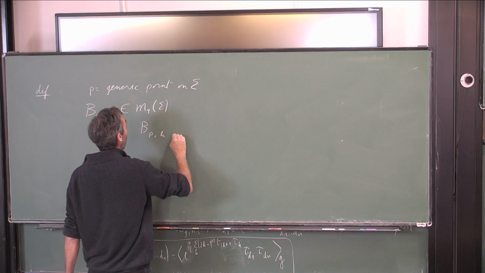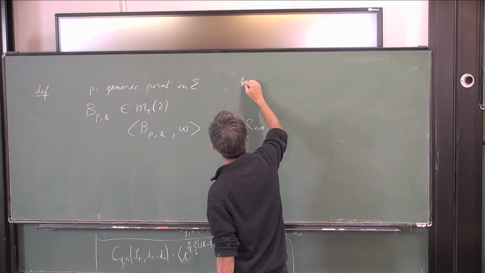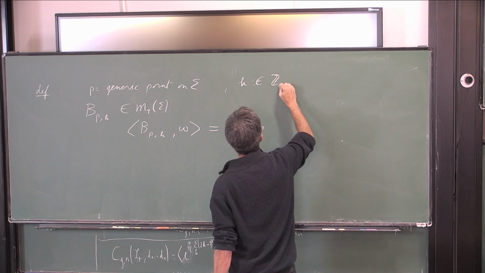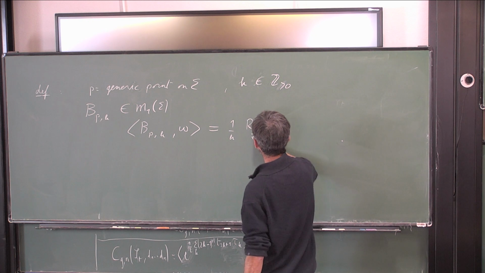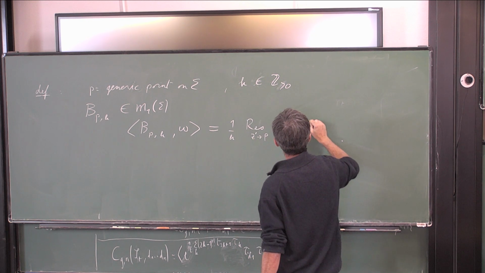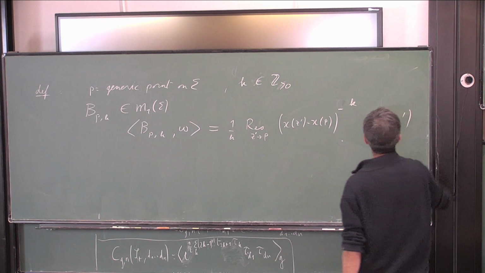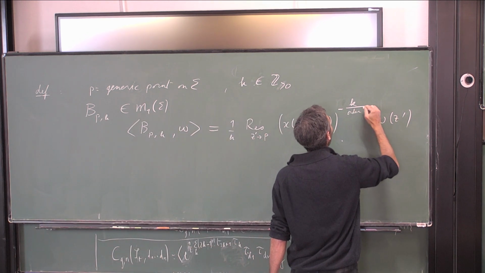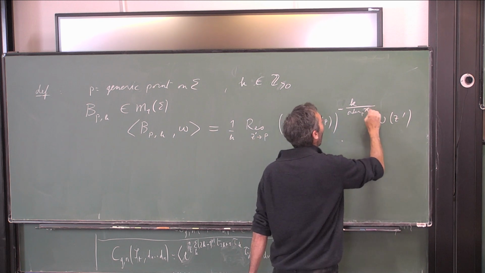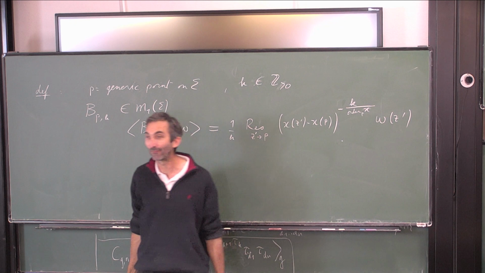B_{p,k} by its pairing with a one-form omega is the residue, so that will be a k-positive, z plus 1, z-positive. So, residue when z goes to p, let me call it z prime, of 1 over x of z prime minus x of p to the power minus k times omega of z prime. If p was a ramified point, a point at which x is ramified, let me divide by the order at p of x. So this is why when we had infinity, which is not a generic point, which was ramified of order 2, that's why we divided by 2.